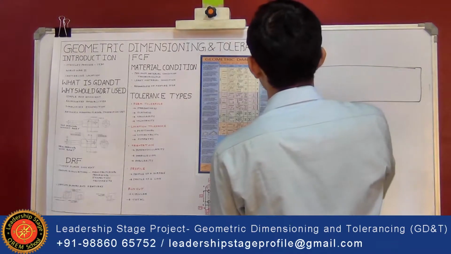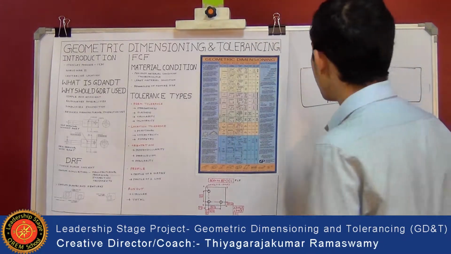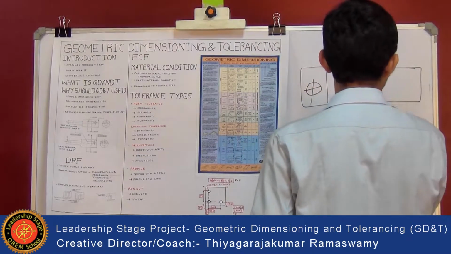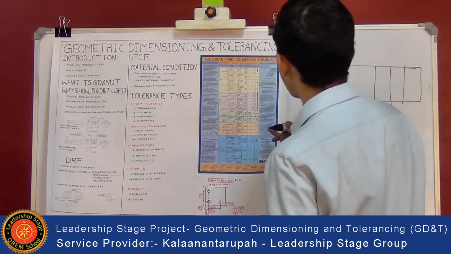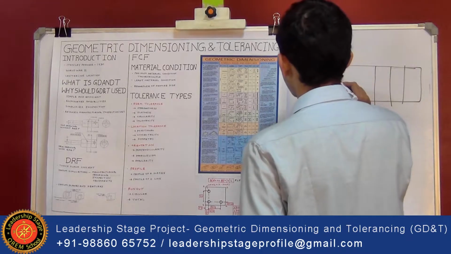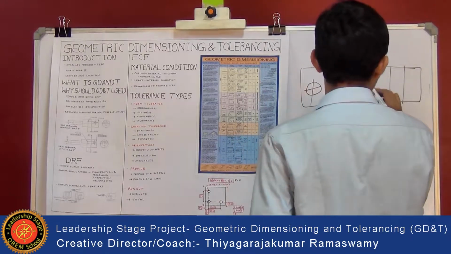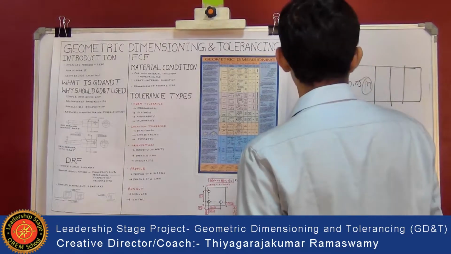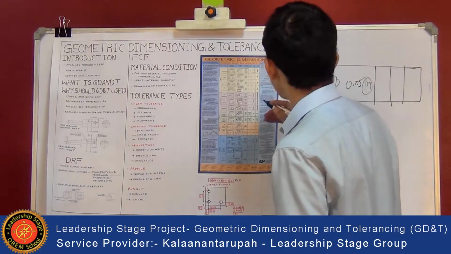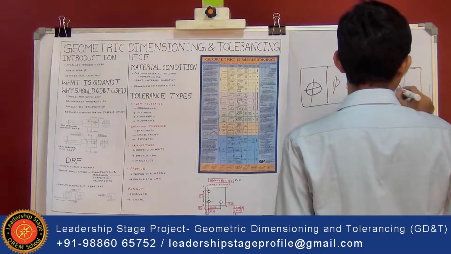It consists of 5 compartments. That is, the first one gives the geometric characteristic symbol. Then the second compartment again consists of 3 sub compartments. That is, one gives the diameter symbol, and another gives the tolerance limit or tolerance. Then another gives the material condition, and the other 3 compartments consist of 3 datum planes, that is primary, secondary and tertiary, that is A, B, C.